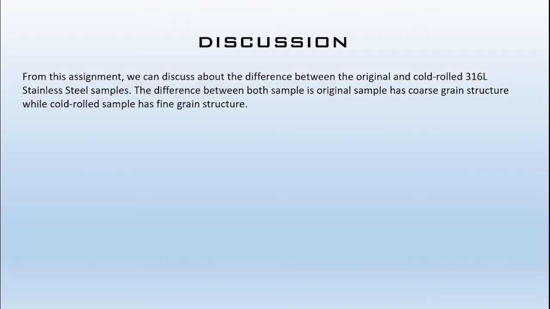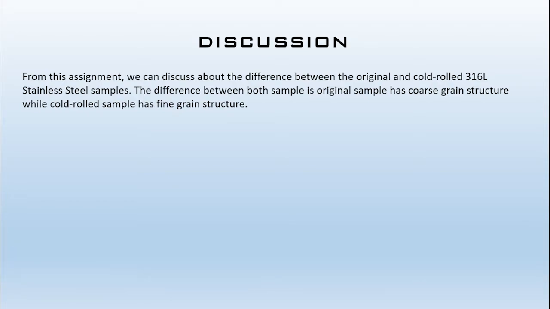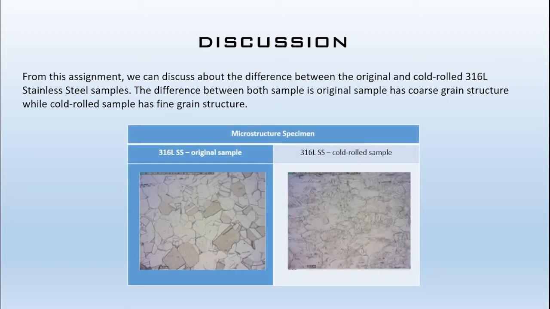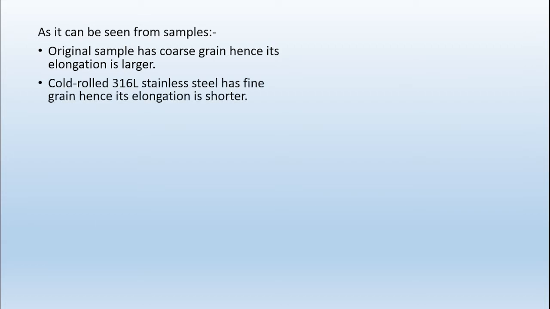Thank you. Hi, from this assignment, we can discuss the difference between the original and cold rolled 316L stainless steel samples. The difference between both samples is that the original sample has coarse grain structure, while the cold rolled sample has fine grain structure. In the table, we can see the optical microstructure of 316L stainless steel before and after cold rolling. From the sample, we can see the original sample has coarse grain, hence its elongation is larger, while cold rolled stainless steel has fine grain, hence its elongation is shorter.